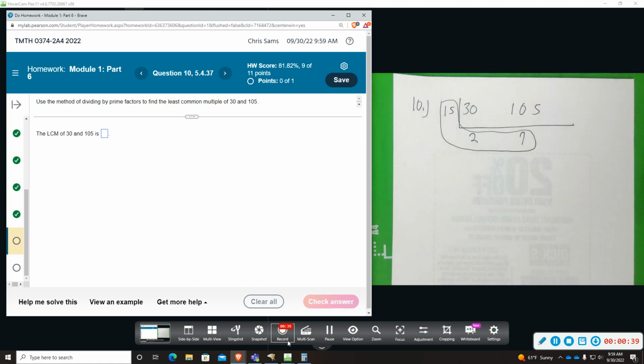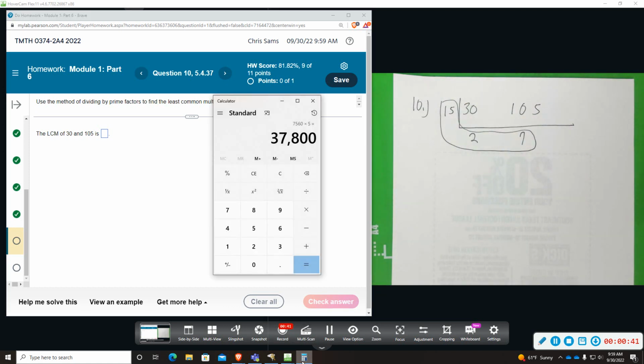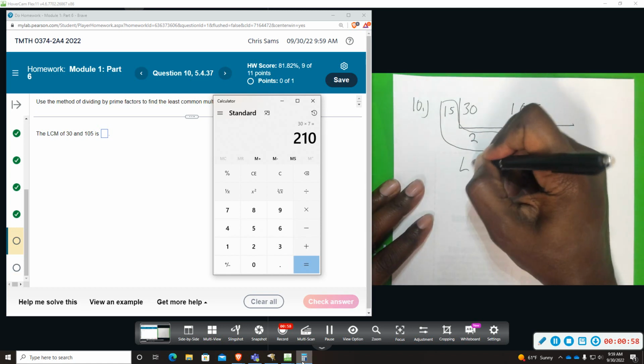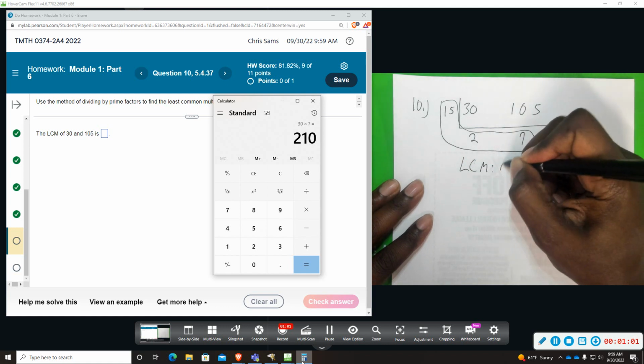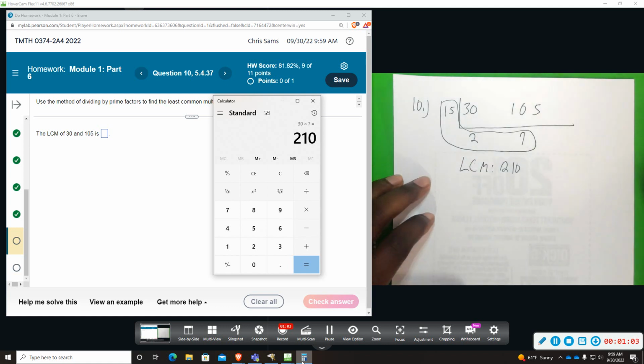Let's double check the math just to make sure. 105 divided by 15 is 7. And 30 divided by 15 is 2. So we're going to do 15 times 2 times 7 because we can't divide anything else. And that will give us 210. So our LCM this time is 210. Just multiply what's on the outside, makes that little L shape.